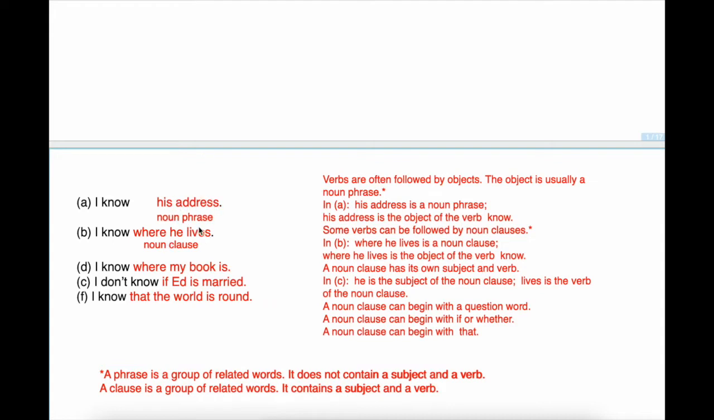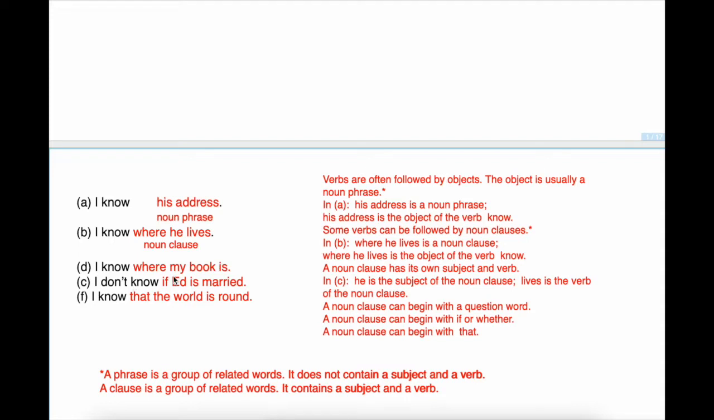Noun phrase and noun clause. As I said, the noun phrase doesn't have a verb or subject. On the other hand, a noun clause contains subject and verb. I know where my book is. Helping verb and subject. Kitabımın nerede olduğunu biliyorum.